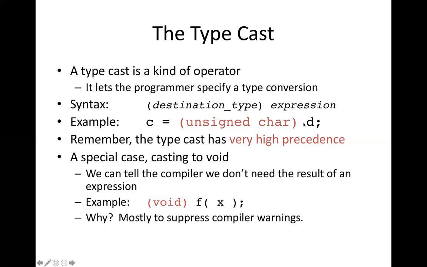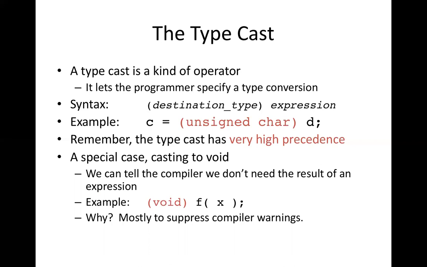If you had some variable D that maybe wasn't an unsigned char and you wanted to get its value and convert it to that, you can put unsigned char inside parentheses and it'll do the type conversion for you. You've noticed in C, a lot of types have kind of multi-part names like long double. In cases like that or unsigned char, you just put the whole name inside parentheses.